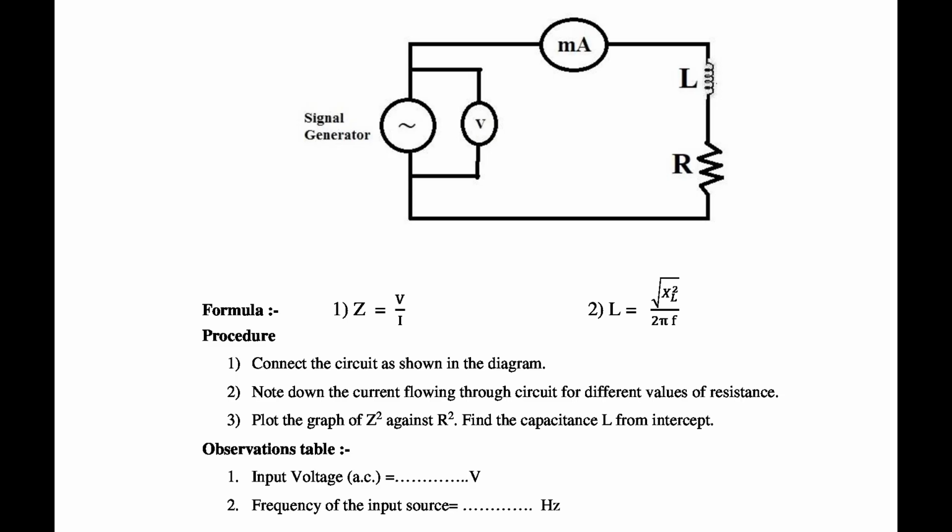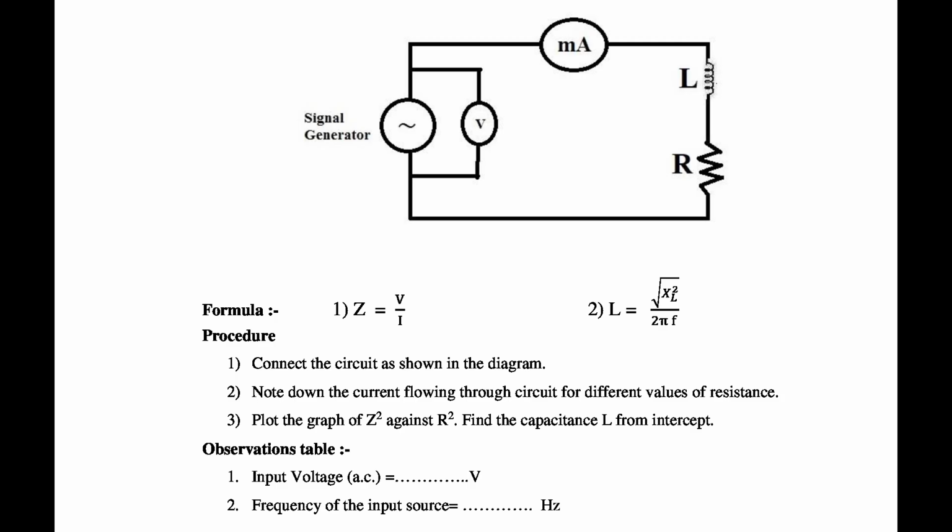There is a signal generator here, then a voltmeter is connected in parallel to the signal generator, and an AC current meter is connected in series. So this is the circuit diagram, and you can first arrange the apparatus according to it. This is the inductor, this is the resistor, this is the signal generator, this is the voltage source, and this is the AC ammeter.